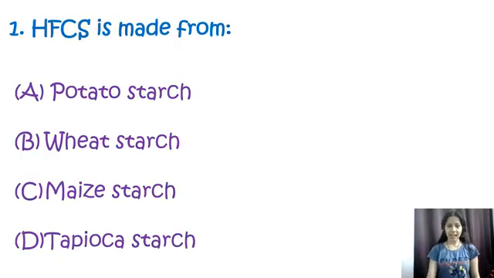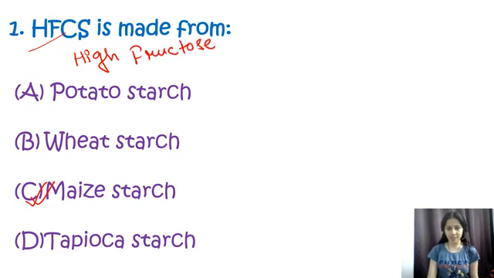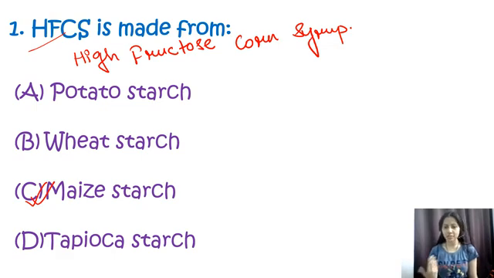Question number 1. HFCS is made from: options are potato starch, wheat starch, maize starch or tapioca starch. So over here the correct option is C, that is maize starch. HFCS basically stands for high fructose corn syrup. So it is basically made from maize starch, or we call that corn starch. So over here my correct answer is C, that is maize starch.